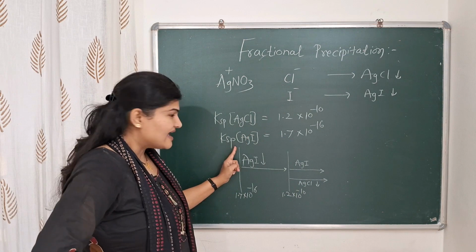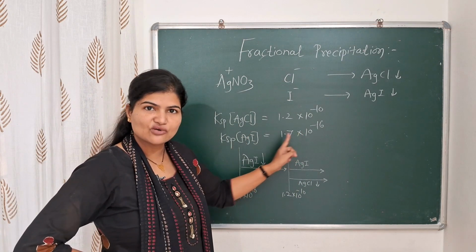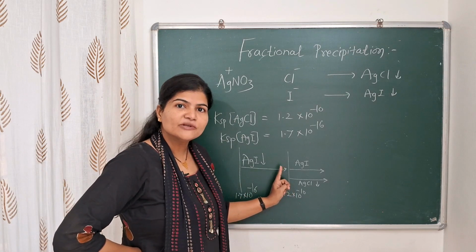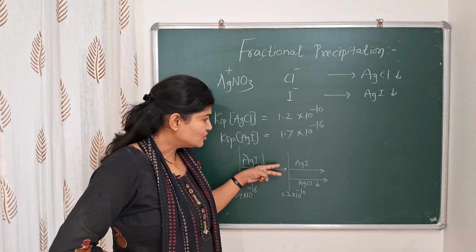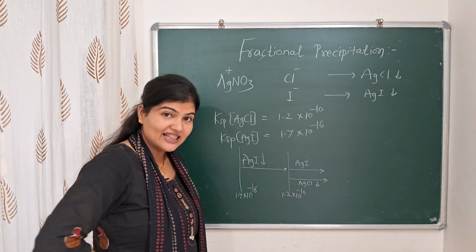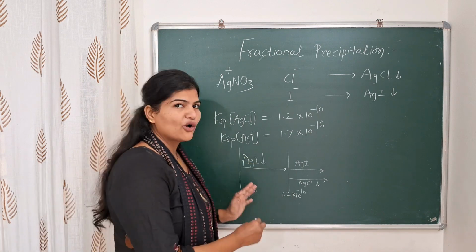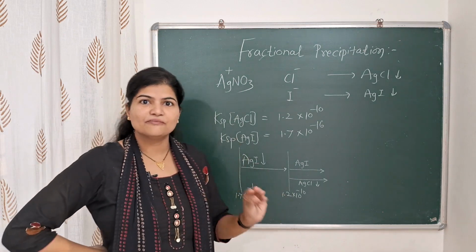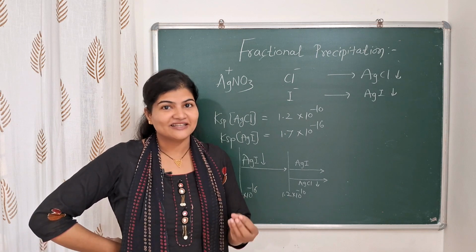So as soon as the solubility product of one of the salts gets exceeded, that salt starts to precipitate till the solubility product reaches the value of the other salt, and then both the salts precipitate simultaneously till the equilibrium is established between all of these ions. So this is the basic concept of fractional precipitation. I hope it helps you.